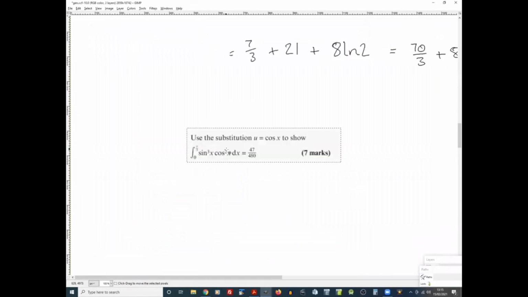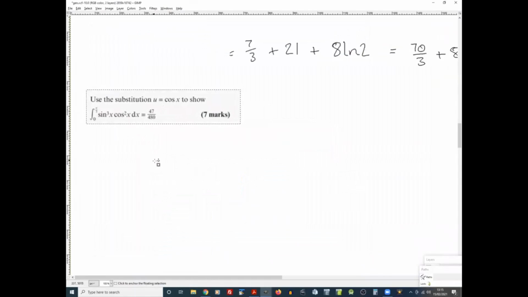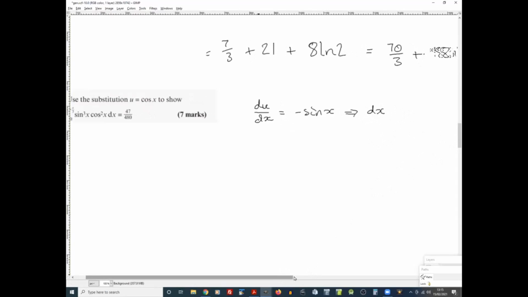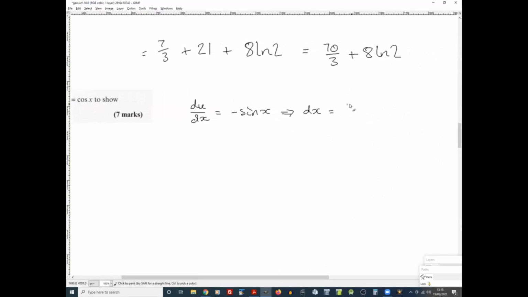8a. u equals cos x. Okay, so you're going with that. du dx will equal minus sin x. Yep. And then dx will equal minus 1 over sin x du.